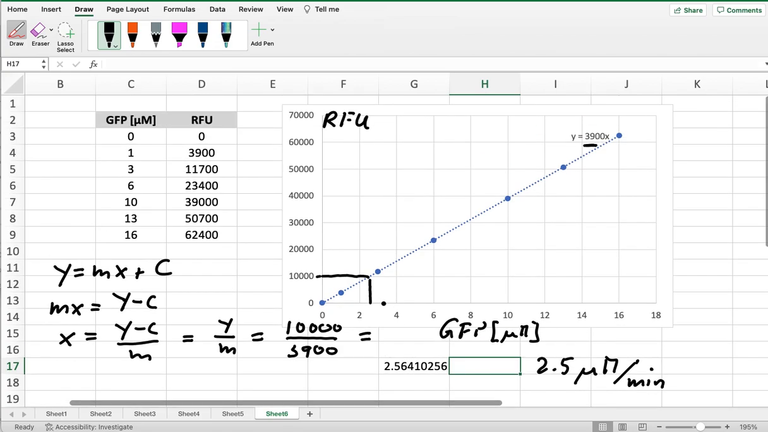So that is basically how we can address this question. It's a little bit long-winded, but actually that shows you how we can just simply use tools in Excel to figure out the gradient, how much of the protein we have actually produced in this experiment.